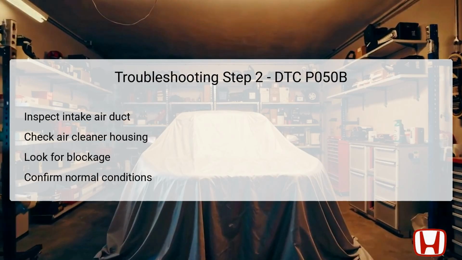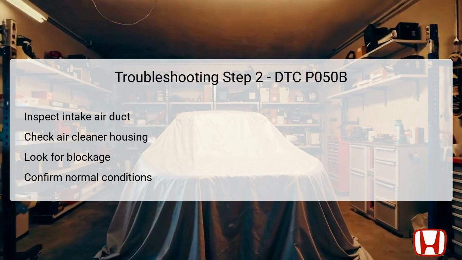In Step 2 of troubleshooting for DTC P050B, the focus shifts to inspecting the intake air duct and the air cleaner housing. The condition of these components is crucial, as any obstruction or blockage can lead to insufficient airflow, thereby causing ignition timing issues. Begin by visually inspecting the intake air duct for physical damage, cracks, or signs of wear.